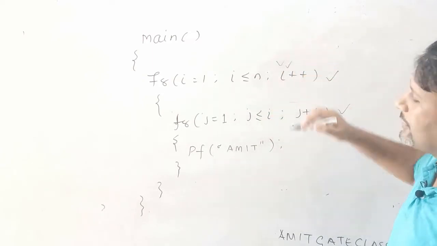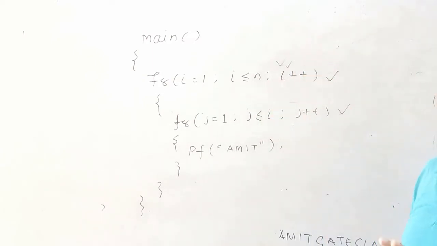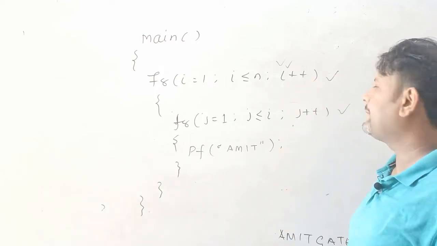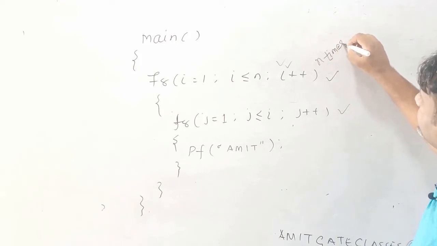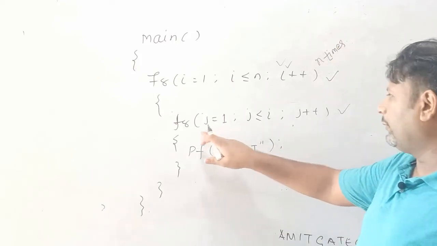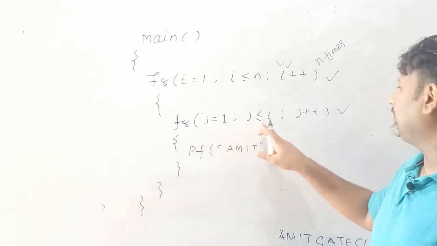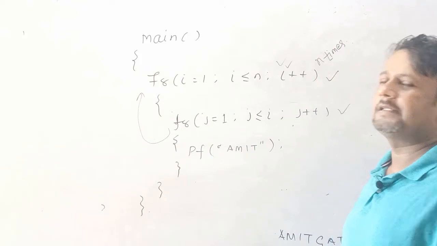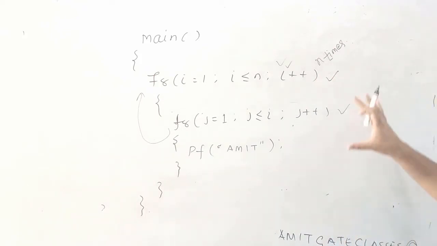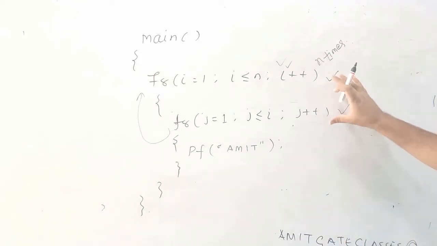Now think about this. This loop is going to run from 1 to n. Definitely the outer loop is going to run how many times? N times. There is no doubt about it. Now think about the second one. This inner loop will run from j equals 1 to i. That means the future of the inner loop is dependent on the value of i. That means these two loops are dependent on each other.